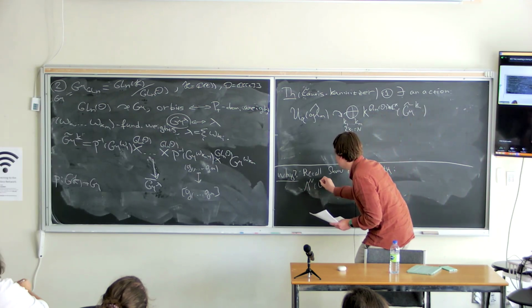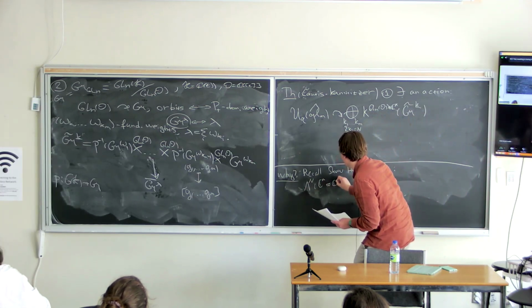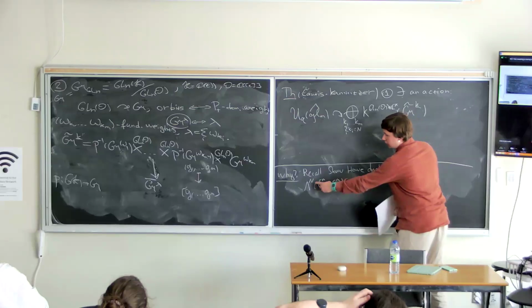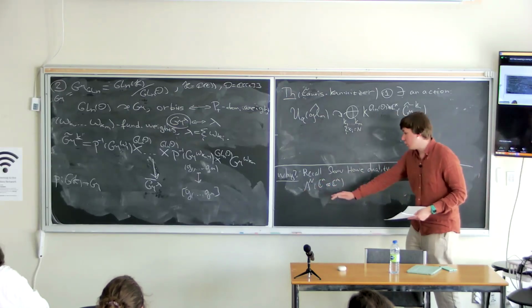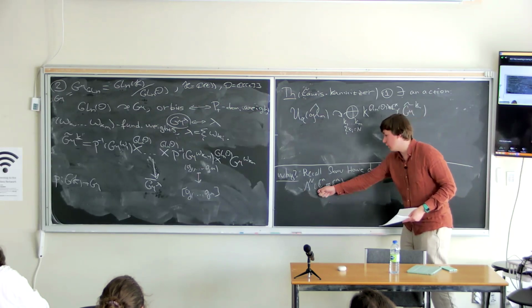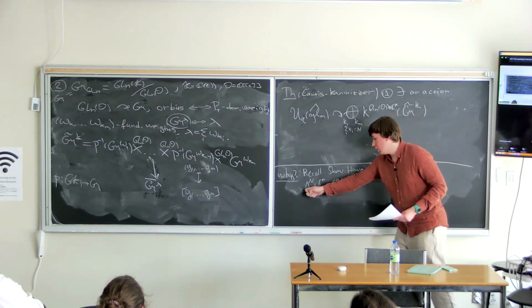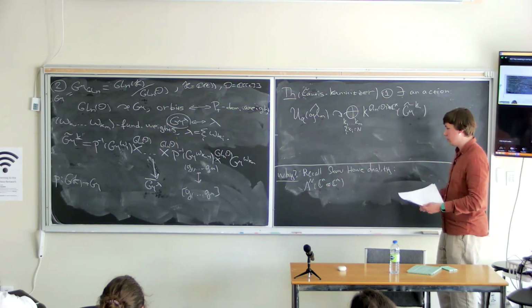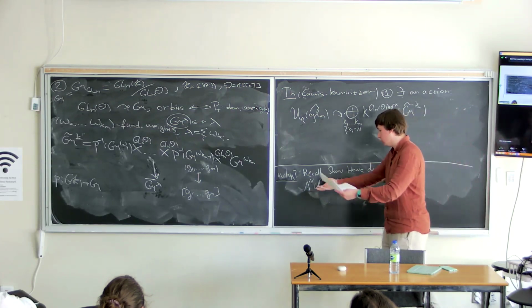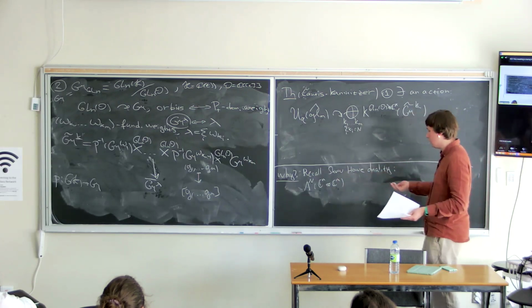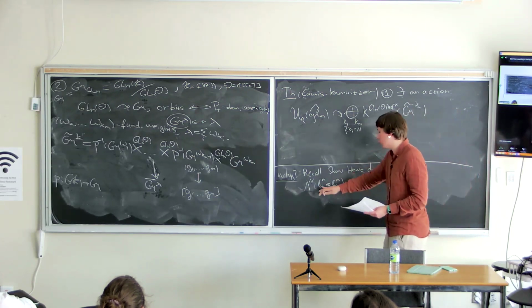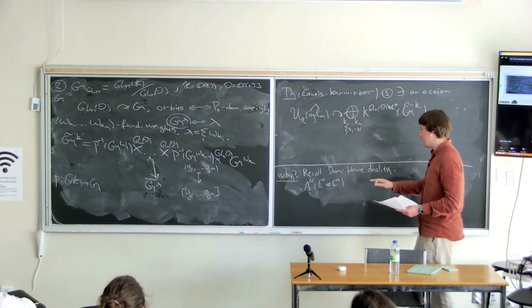So let's take C^n tensor C^m and the nth exterior power of this space. Here we of course have two commuting actions of GL_N and GL_M, and we can wonder what the double centralizer type result is on this space for two commuting actions of GL_N and GL_M.